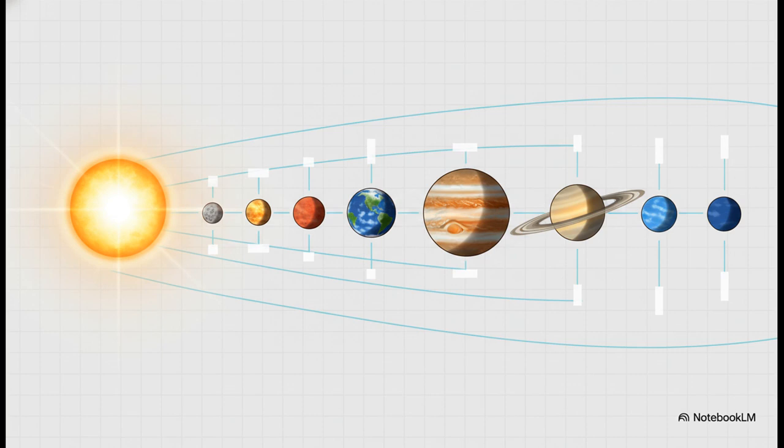And check this out. Here's another amazing example of its command of real data. The prompt was just to create an infographic showing the distance of each planet from the sun. Not only is the design super clean and professional, but every single number on there is factually correct. This used to take manual research, data entry, and graphic design. Now, it's just one prompt.